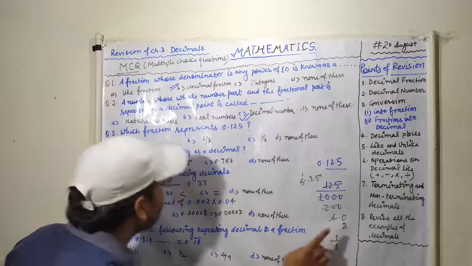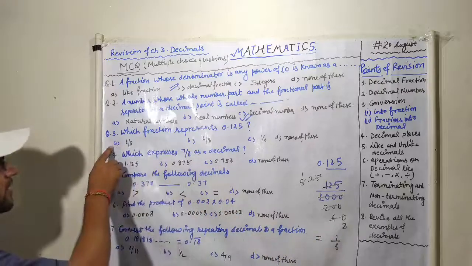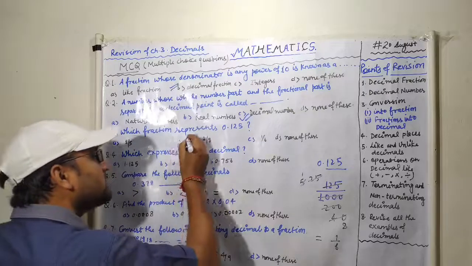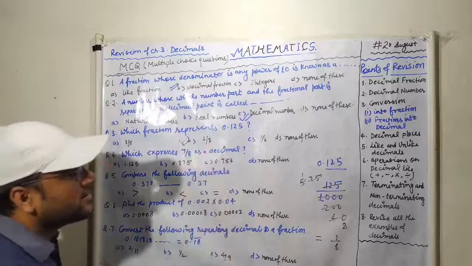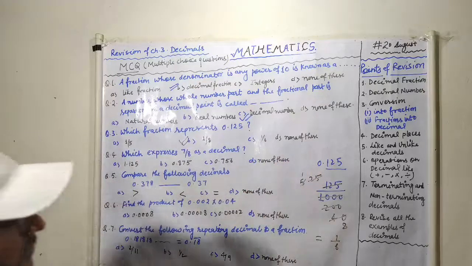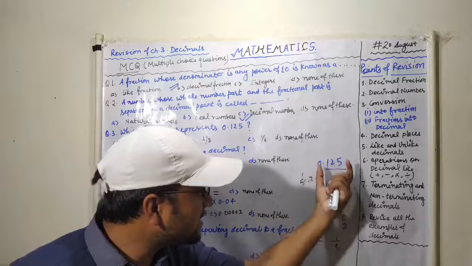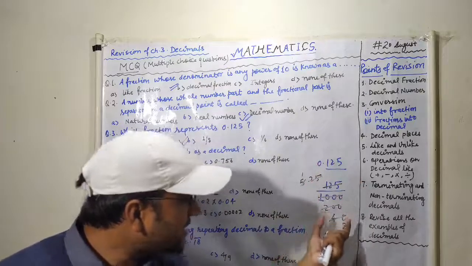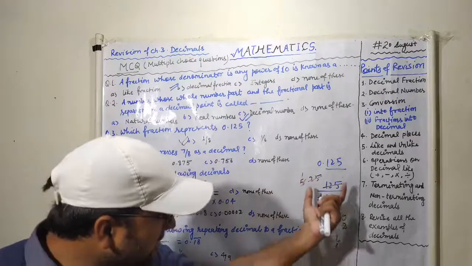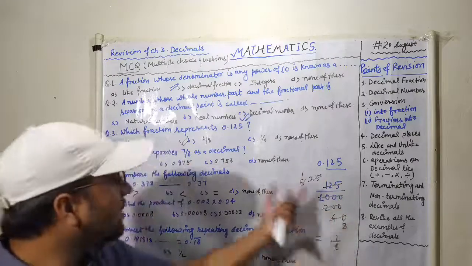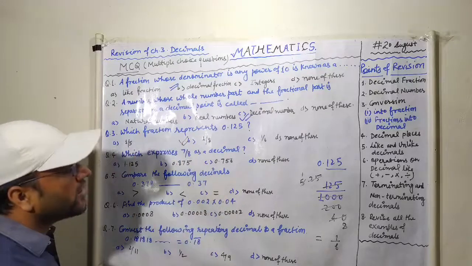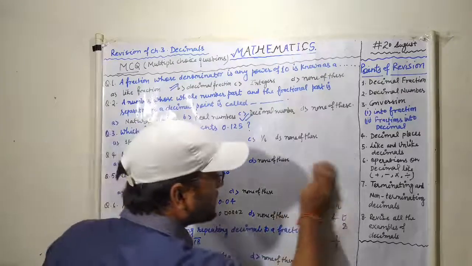So see, this 1 upon 8 is given in your options. A, 1 upon 5, no. B, 1 upon 8, yes. Option B, 1 upon 8, is the correct option. 1 upon 6, no. And none of these we cannot consider. So if you get a decimal number, change it into a fraction, and if that is not given in the options, reduce it, and then you will get your answer. So for question number 3, option B, 1/8 is your correct option.